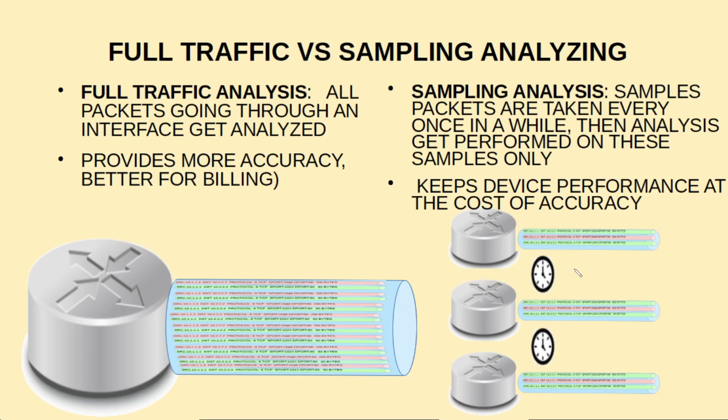Flow monitoring tools can perform traffic analysis in two ways. With full traffic analysis, all packets going through an interface get analyzed. This provides accuracy. With sampling analysis, we are going to take samples every once in a while, and then we are going to analyze packets within these samples only. This way, we keep device performance at the cost of losing accuracy. By default, Flexible NetFlow performs full traffic analysis, but it can also do sampling analysis optionally.